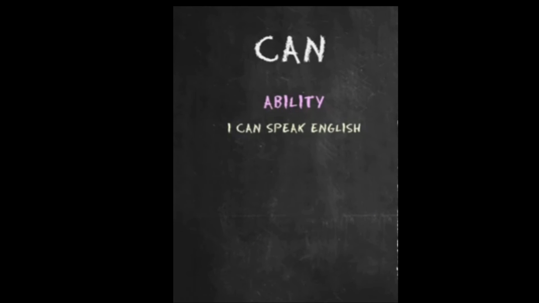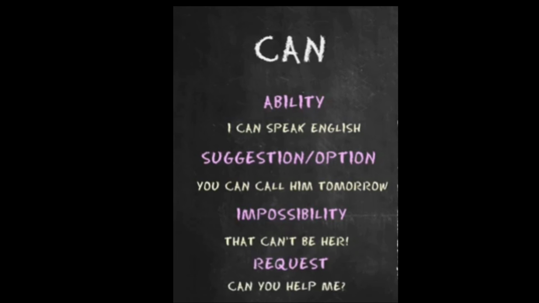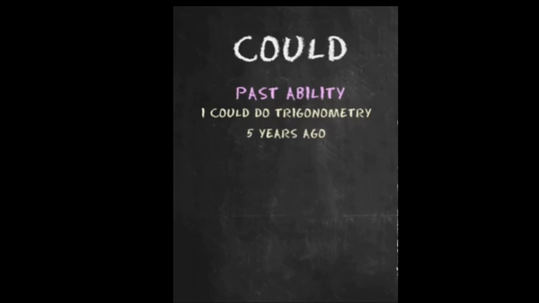Then we have can. Can be used to show ability. I can speak English. It can also be used to suggest a possibility or give an option. For example, you can call him tomorrow. It can also be used to show impossibility. That can't be her. And it can also be used for a request. Can you help me?